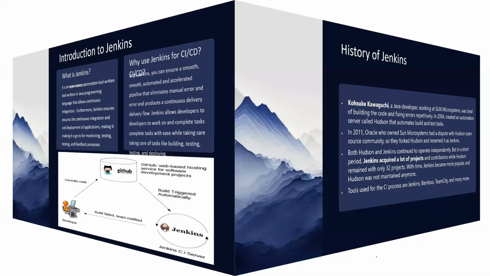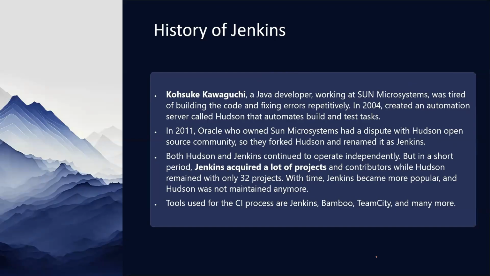So let's go to the next slide. What is the history of Jenkins? Kohsuke Kawaguchi, a Java developer working at Sun Microsystems, was tired of building the code and fixing errors repetitively. In 2004, he created an automation server, Hudson. So Jenkins is the advanced version of Hudson. Hudson automates the build and test tasks, and Jenkins does the same thing.